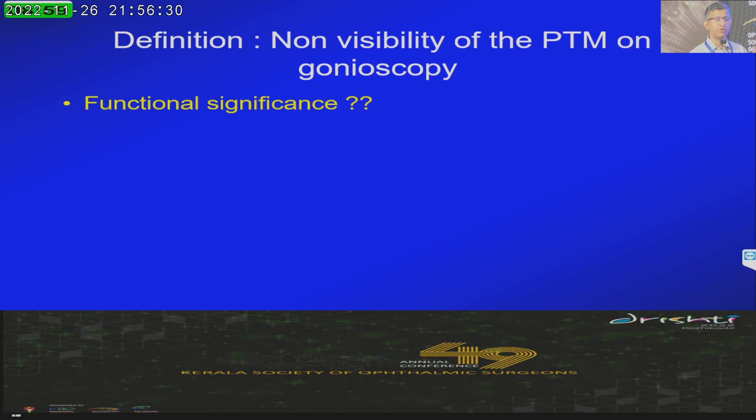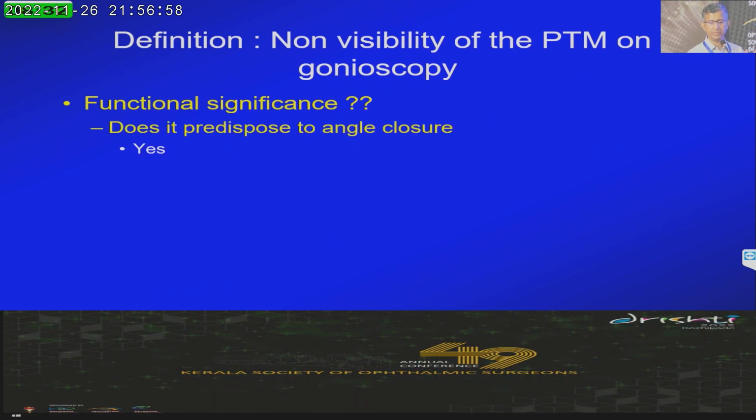And what does non-visibility on gonioscopy actually mean functionally? It doesn't really mean that they're in close contact. It just means that you cannot see it. If they were in contact, you would be having pigment being deposited in the angle. So non-visibility is an anatomical configuration that predisposes to angle closure glaucoma. It is not pathology at this stage. So that is one of the reasons why we don't really advocate treating everybody with this.